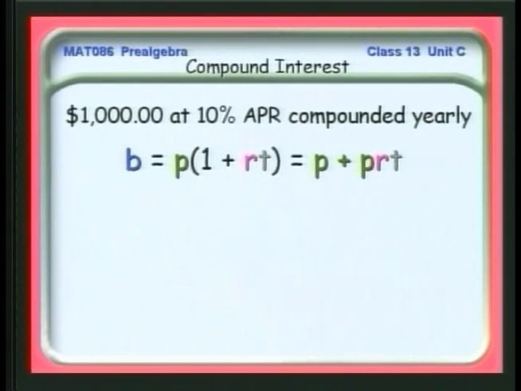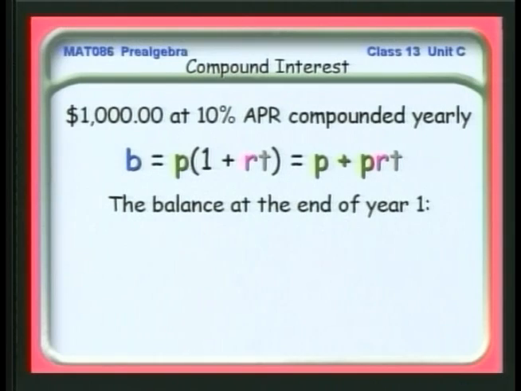Let's take, for example, a fairly simple case. Let's take $1,000 compounded at 10%, with a 10% APR compounded yearly. Let's follow it along. So here, what's the balance at the end of the first year? The balance is going to be, if we work this out, the $1,000 principal plus 1,000 times the 10% times 1 year.